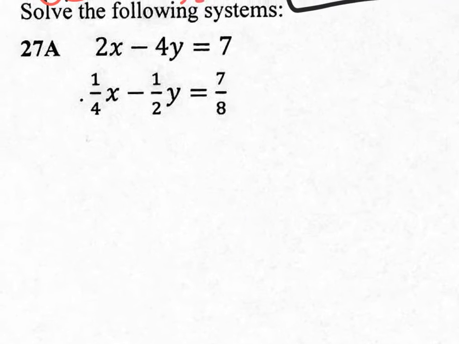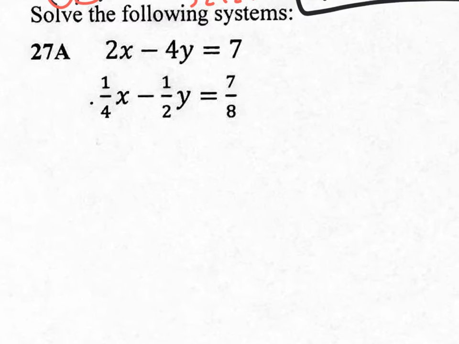Jumping to 27A, solve the systems, okay? So this is a 2x2 system. It's not that crazy. You might think it's crazy because of the fractions, right? So how about this? If you don't like the fractions, let's get rid of fractions. You could get rid of one fraction at a time by multiplying by 4, or you could get rid of all of them at the same time by multiplying by your LCD. What's your LCD going to be?